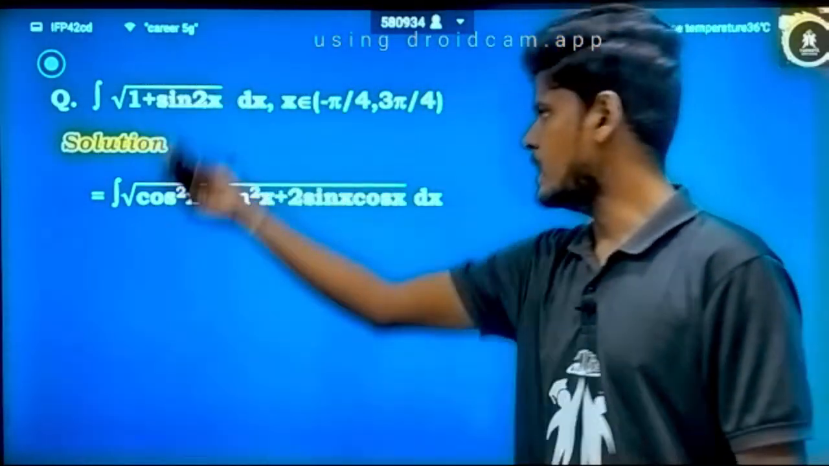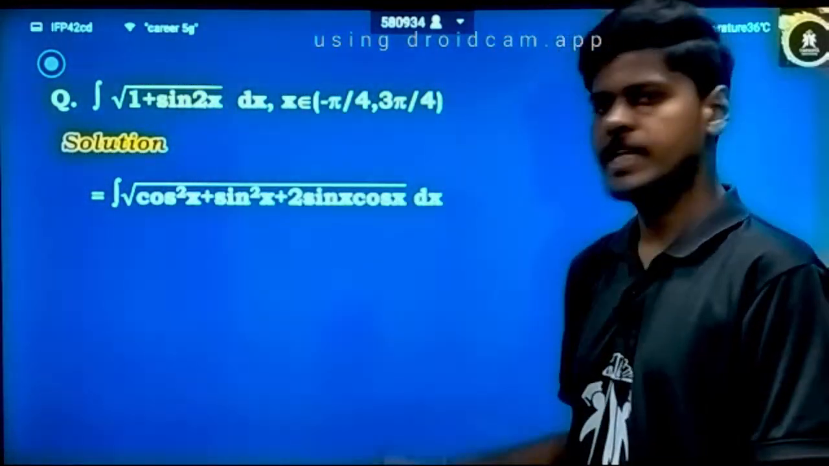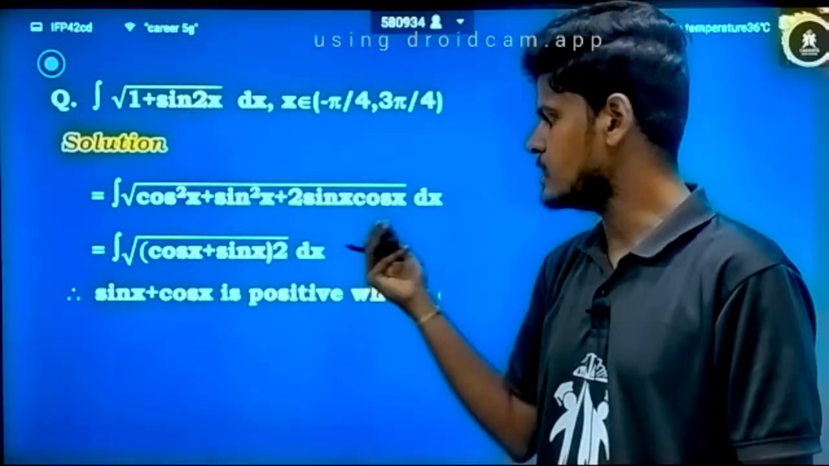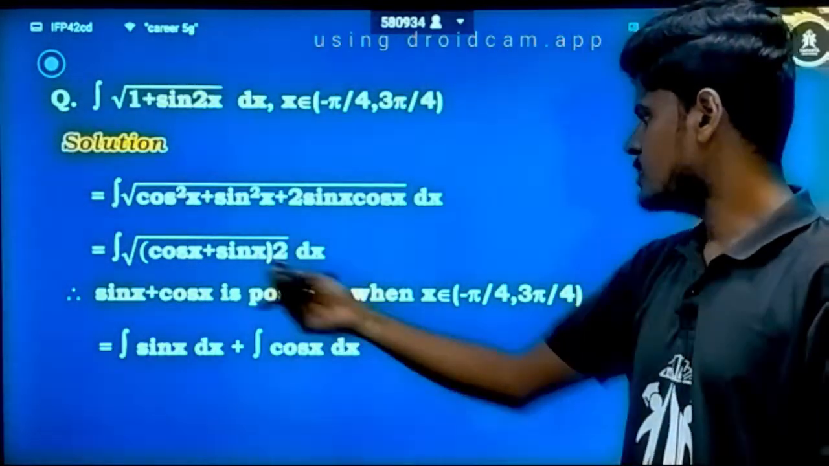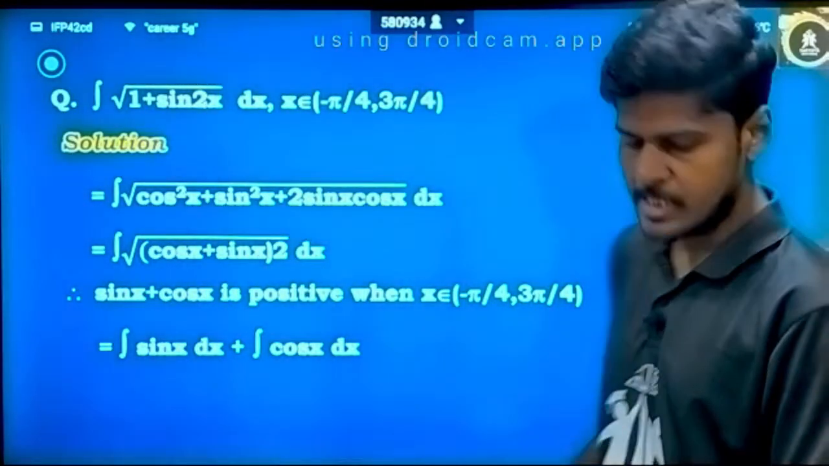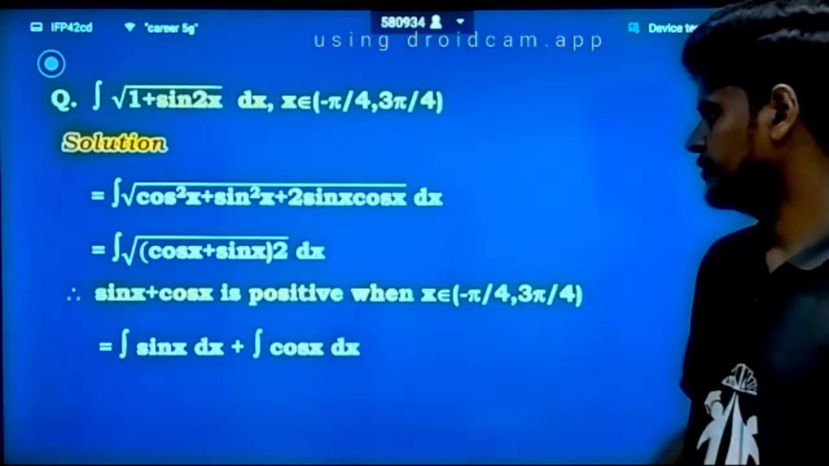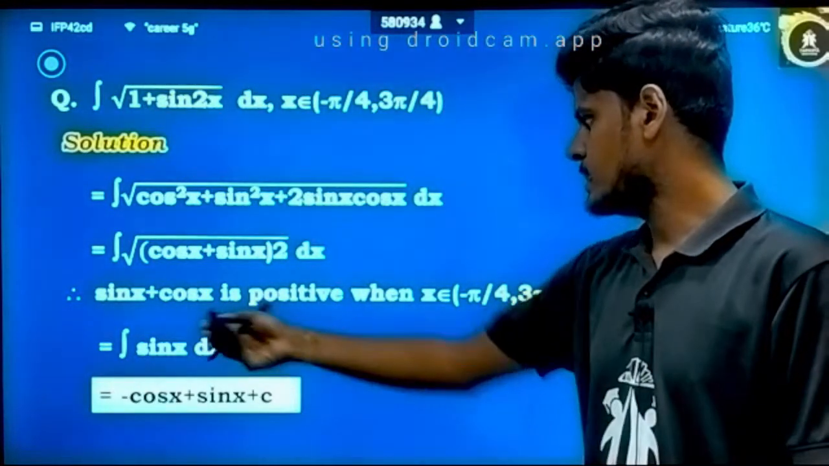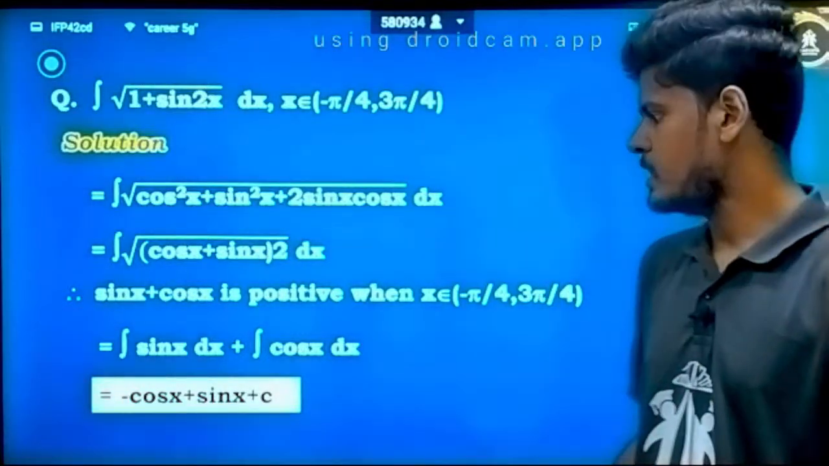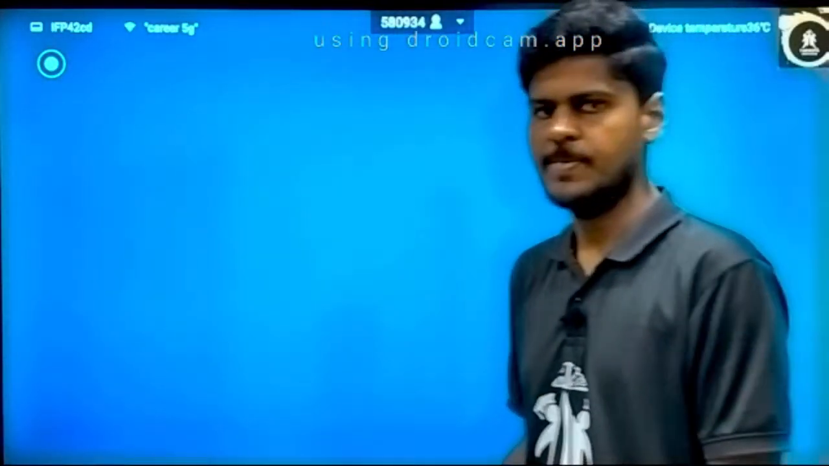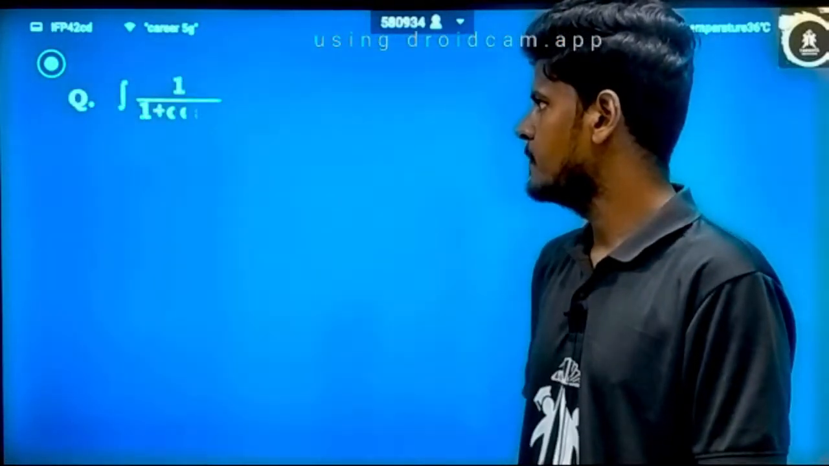So we will write 1 as sin square plus cos square and then 2 sin x cos x. This is sin x plus cos x whole square. This value is always positive in this interval. We can check with some values. So that is the integral of sin x plus the integral of cos x. The answer is sin x minus cos x plus constant.